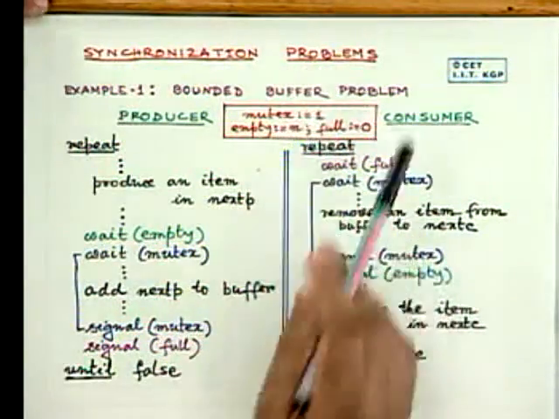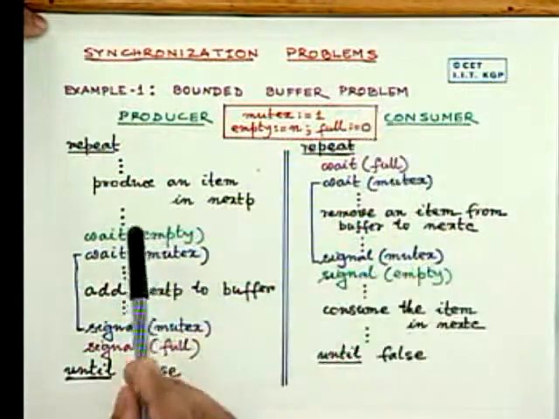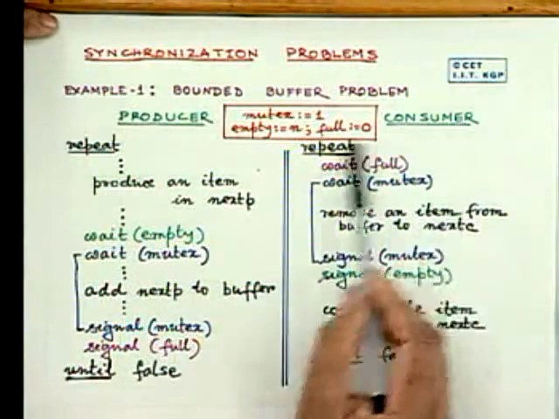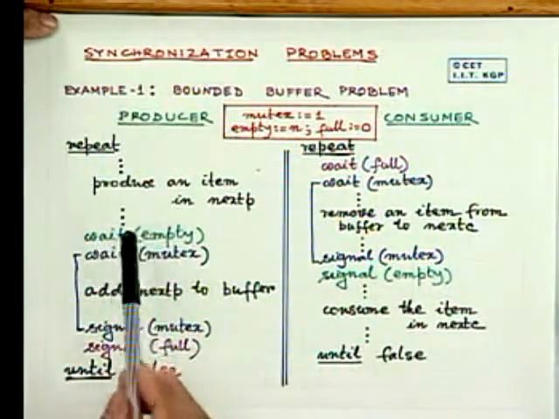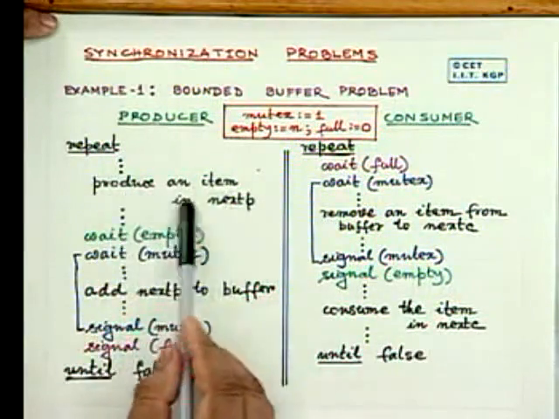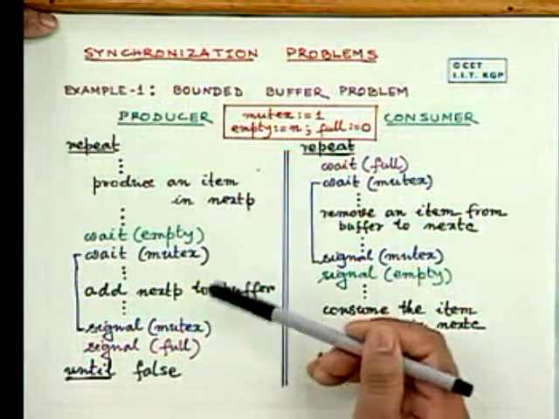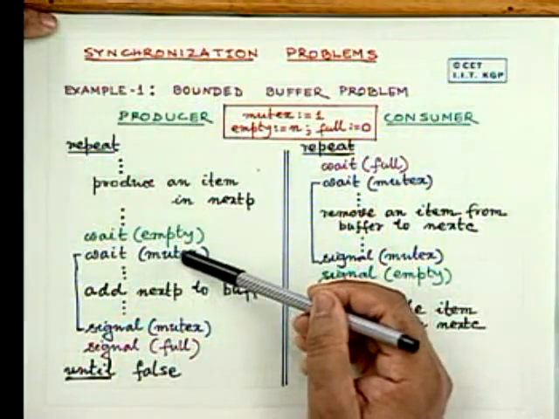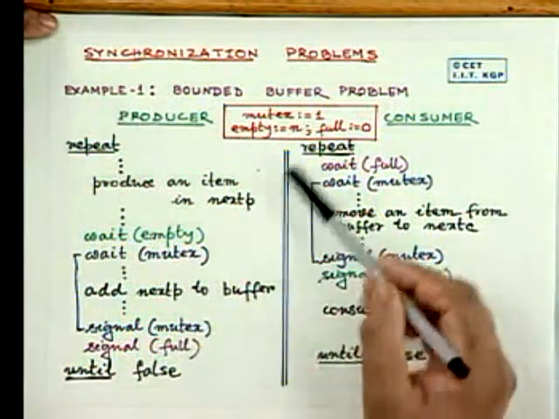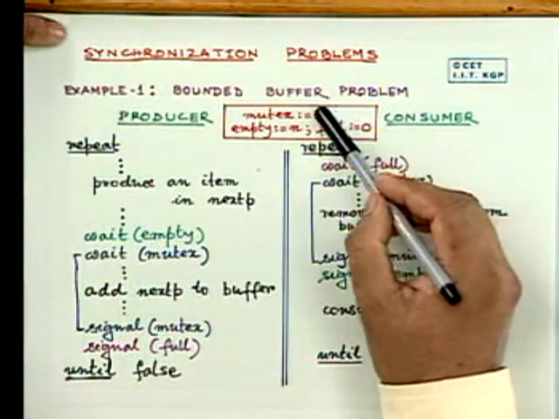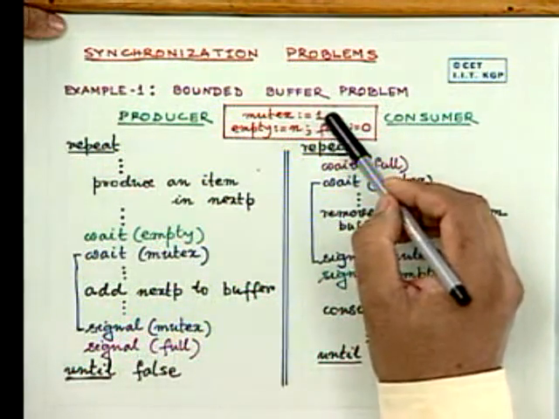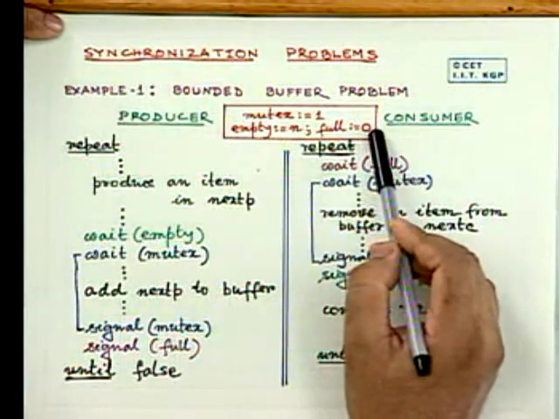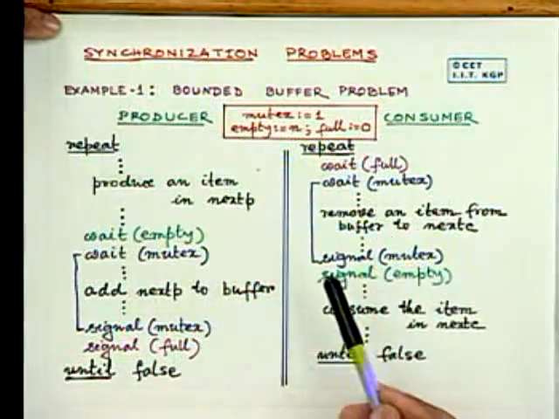Now see this bounded buffer problem, there is a producer process and a consumer process, as we know. The producer process is producing an item here in nextp. We are utilizing here three semaphores: one is empty, one is mutex, and another is full. The mutex semaphore is initialized to 1, the empty semaphore has been initialized to n, and the full semaphore has been initialized to 0.